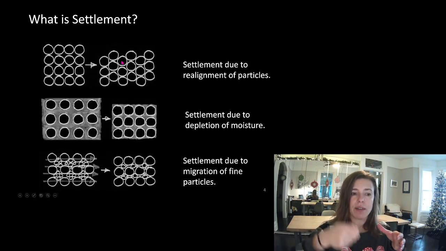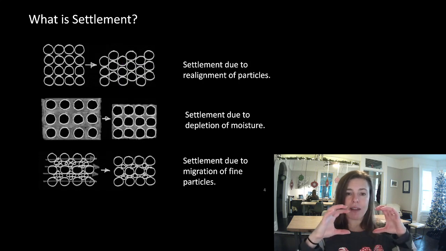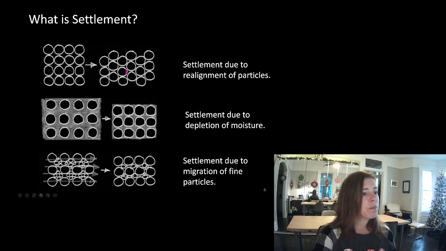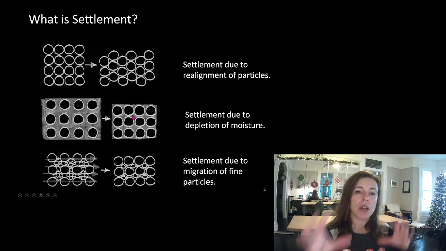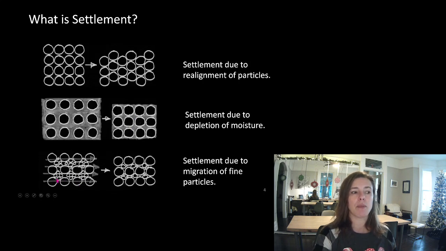Anyone who bakes knows that if you take flour and bang it, what seems like a very full cup of flour can shrink down. We can get settlement due to depletion of moisture. As that moisture disappears, those elements get closer and closer together. And we can get settlement due to the migration of fine particles. If there's water flow underneath something, all of these fine particles can wash away and the big particles then collapse. This is what often happens in the winter for water main breaks, where you get sinkholes. The water main breaks and water flows out, it washes away all the particles, and then we end up with settlement, usually quite catastrophic and large scale settlements.